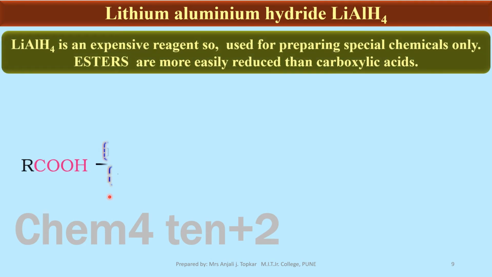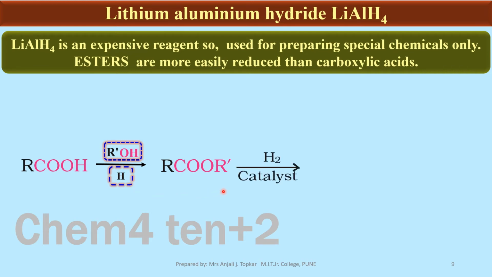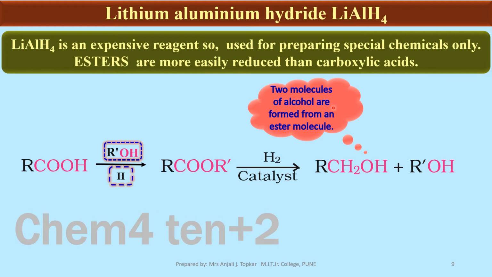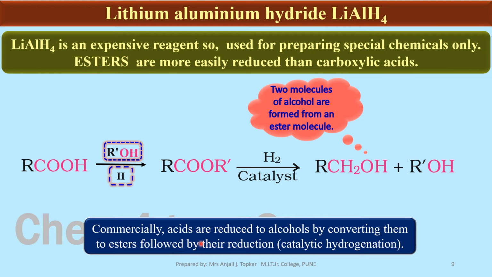The general reaction can be written as RCOOH, that is acid, gives RCOOR, that is ester, when it is treated with alcohol. And esters undergo catalytic hydrogenation to give two types of alcohols, RCH2OH and ROH. So here two molecules of alcohols are formed from ester molecules. Commercially, acids are reduced to alcohols by converting them to esters, followed by their reduction, that is catalytic hydrogenation.